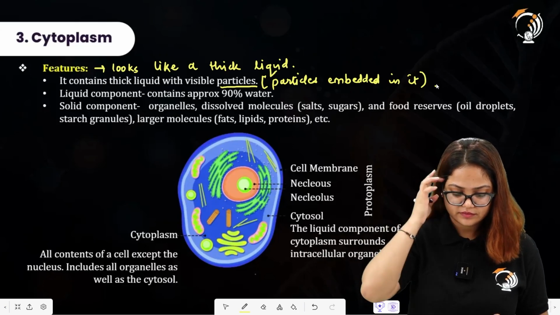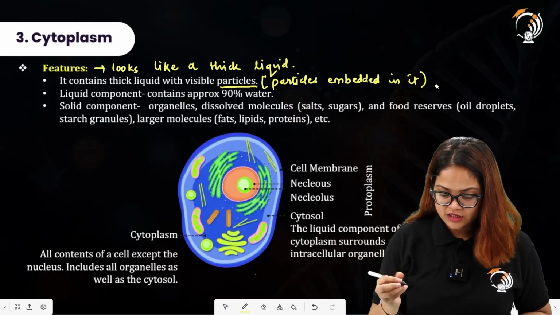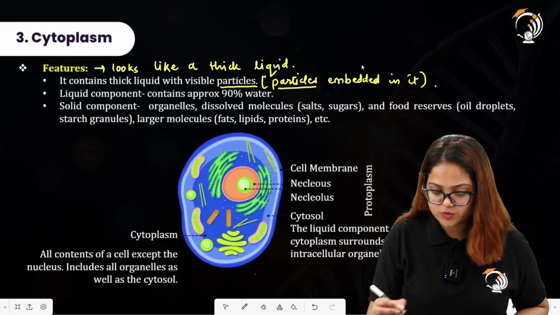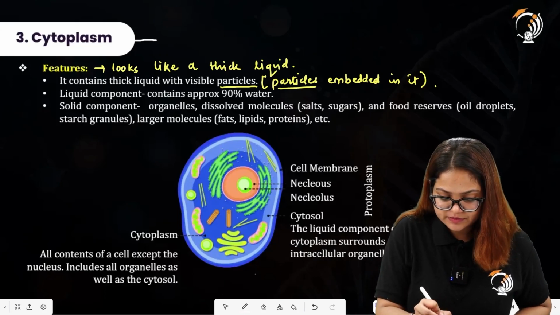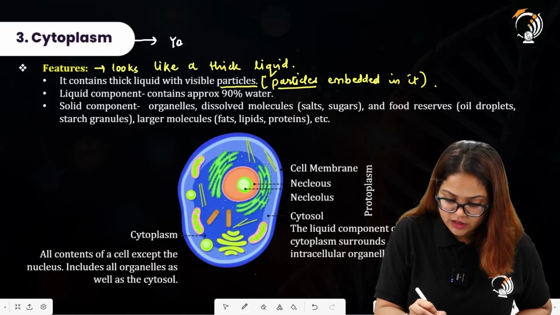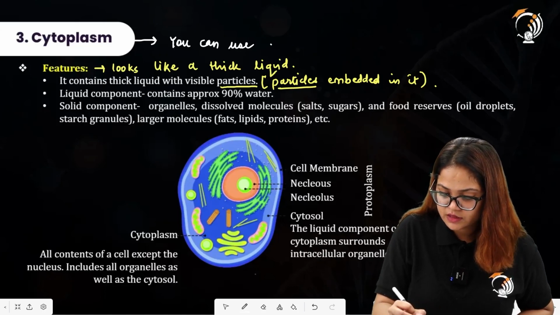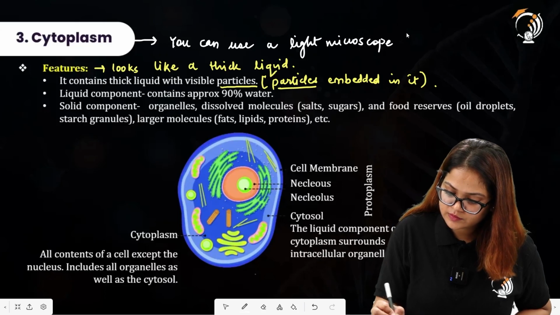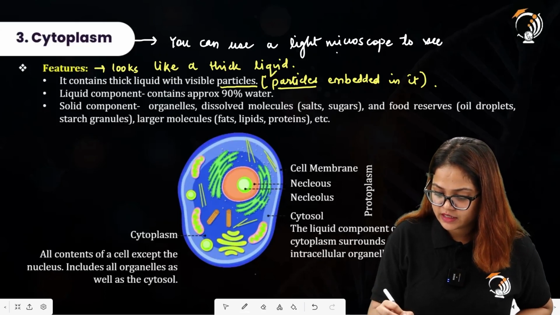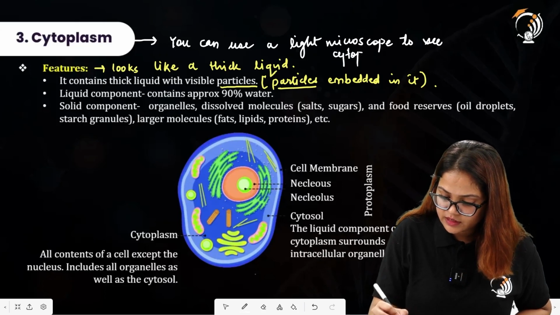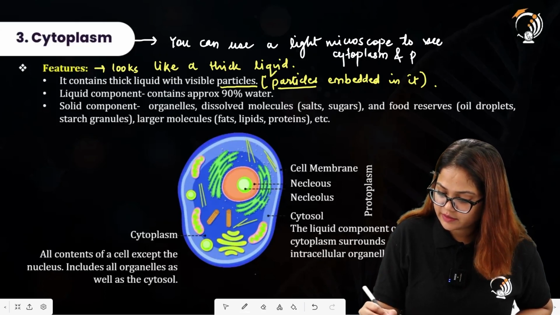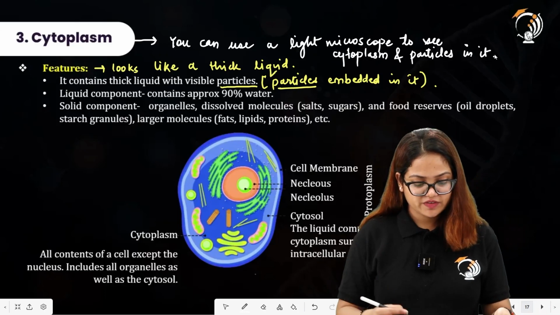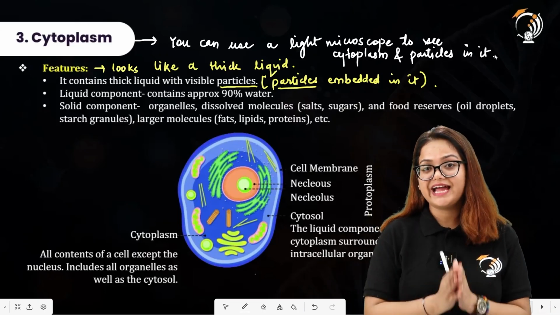You can observe these particles whenever you use a light microscope. So the cytoplasm is visible. You can use a light microscope to see the cytoplasm and the particles in it too. Then we have another feature: the liquid component is approximately 90% water.